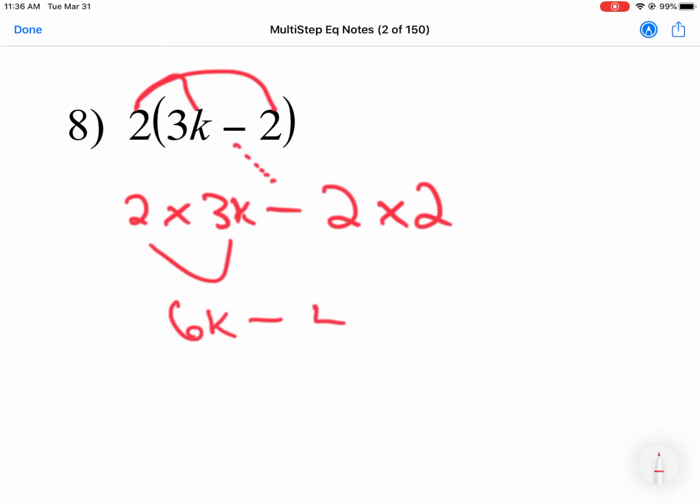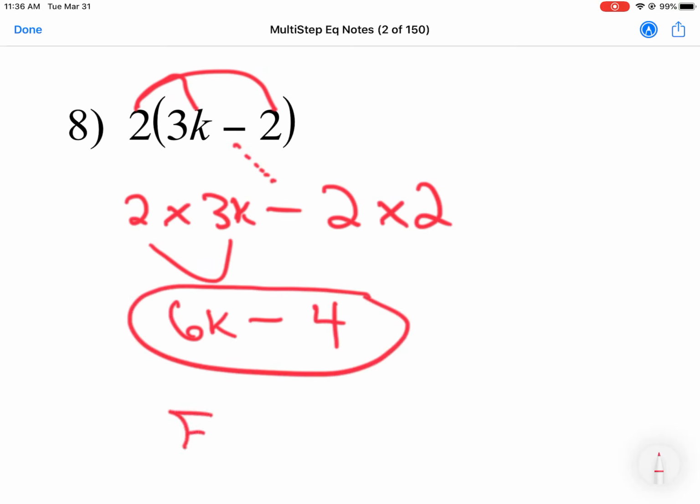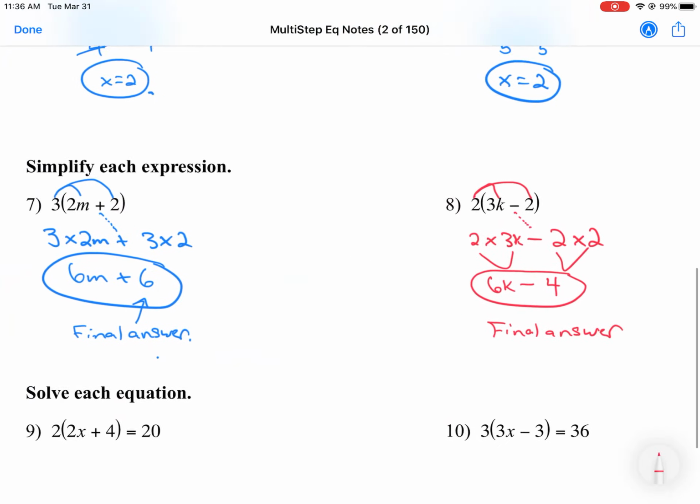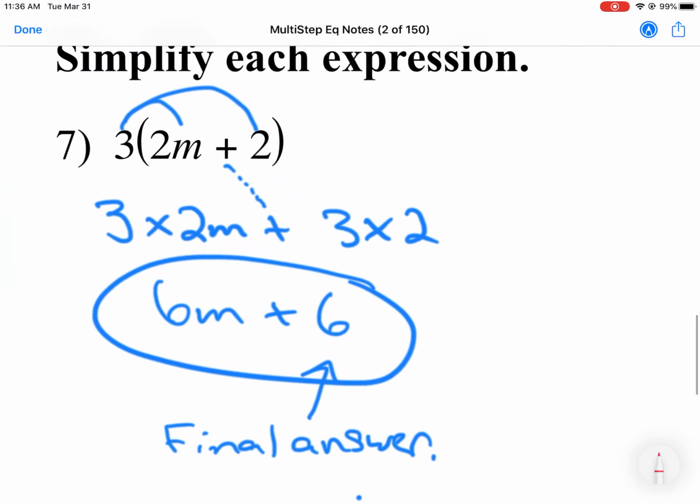6k. Bring your minus sign down from right there. And then we have 2 times 2, which is 4. So my final answer here would be 6k minus 4. And that is my final answer.